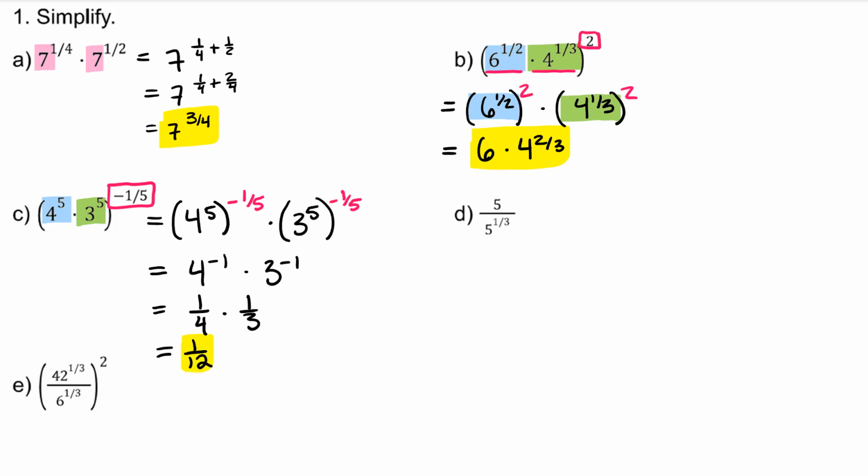For part D, we have a quotient with the same base, so we can just subtract the powers. 1 is just 3/3, so your answer is 5 to the 2/3.